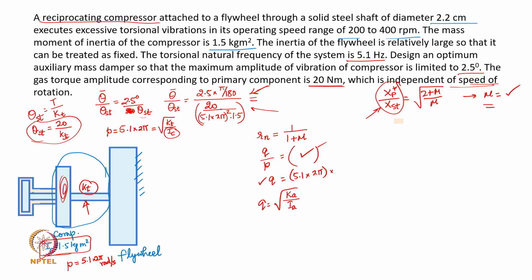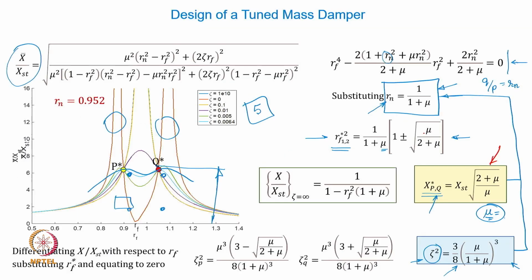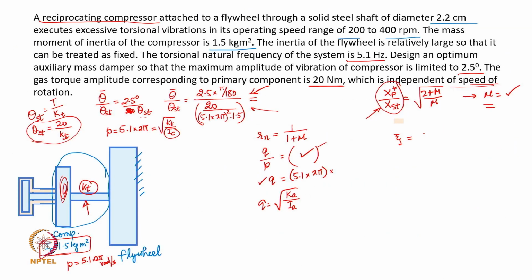Now what about zeta? What value of zeta will you choose? We also know that the optimum value of zeta is 3 by 8, isn't it? That's the expression we have. So mu is known, so zeta optimum will be known.